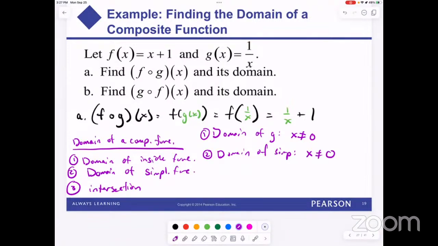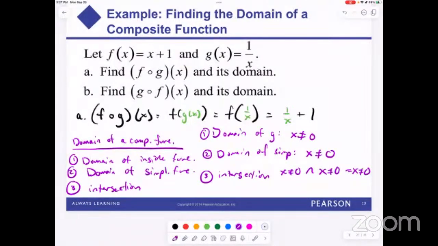And then the third, for the intersection, I didn't really intend for all of this to be purple. Okay. A set intersect itself is itself, right? So x not being 0 intersection x not being 0, it's just going to be x not being 0. Right? I was kind of hoping to get another piece of information in here. I'm out of space. Okay.